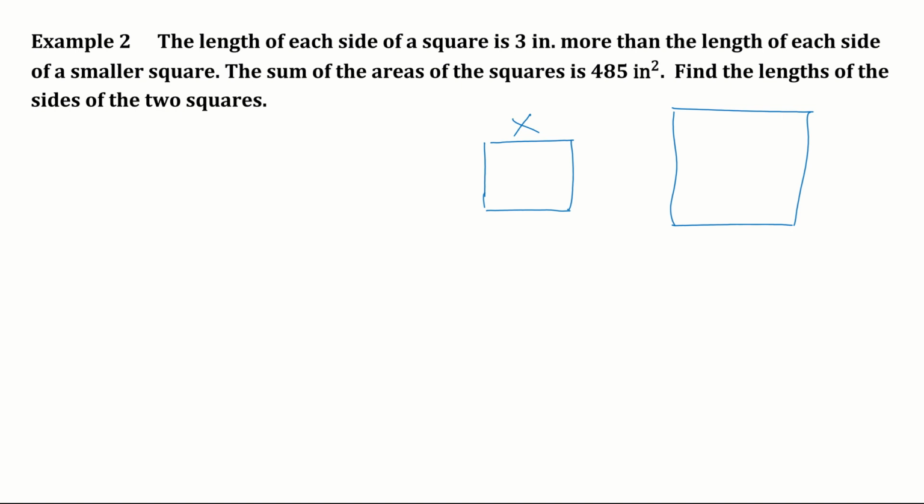So let's say that the length of each side of the smaller square is x. We don't know it, right? We just call it x. So obviously the length of each of the sides of the larger square is going to be x plus 3, right? Just based on what's given.